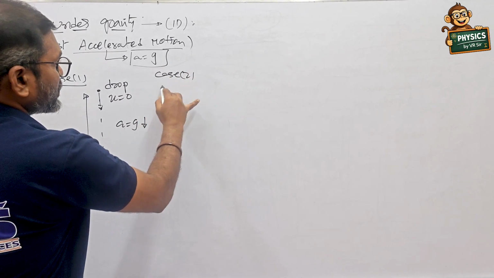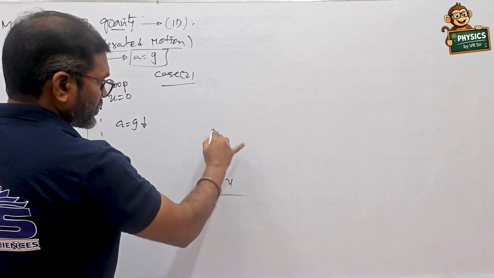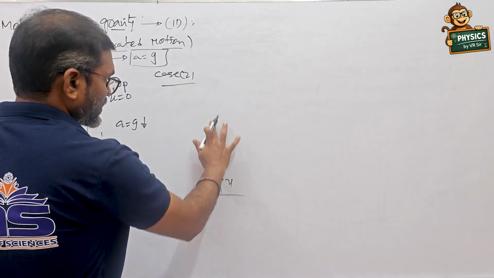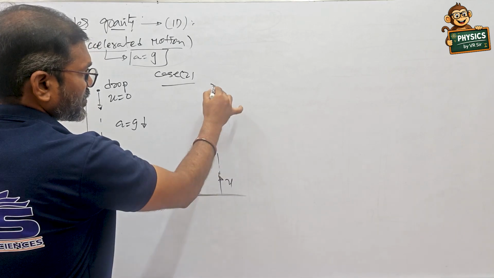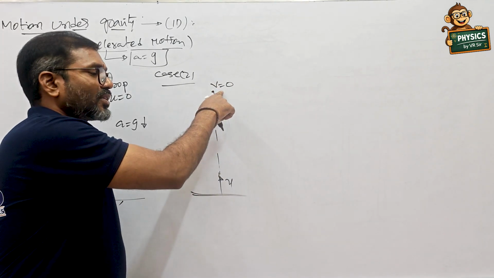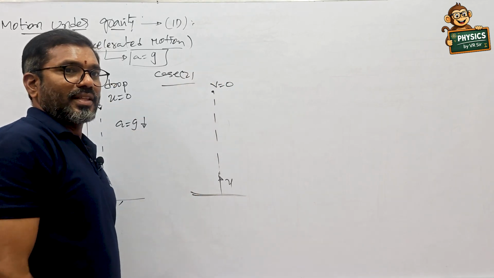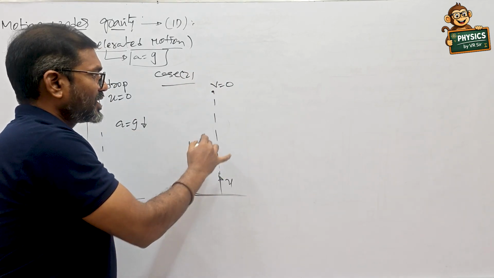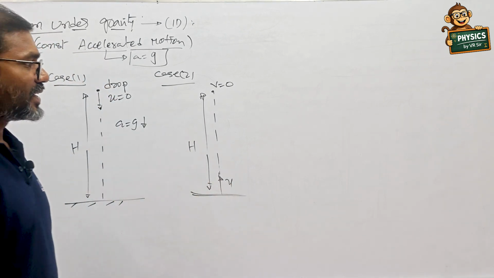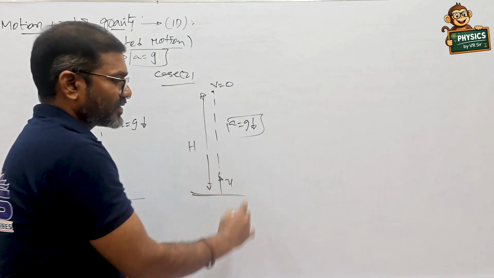Now case 2: an object is thrown up from the ground. It goes up to the maximum height. When do we say it reaches the maximum height? When it stops there, isn't it? It won't go any higher. Then its velocity is 0. So this is the maximum height h. In this case, acceleration due to gravity is still downward.